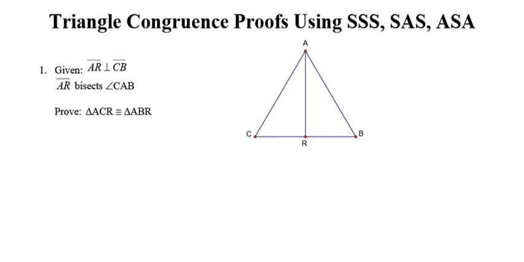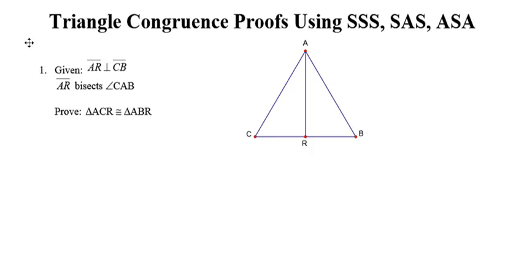In this first example, we are given that segment AR is perpendicular to segment CB. We're given that line segment AR bisects angle CAB, and we're being asked to prove that triangle ACR is congruent to triangle ABR. Now, the first and probably the most important thing that we're going to do with all of these proofs is use the given information to mark the diagram.